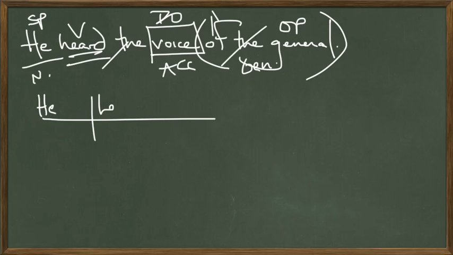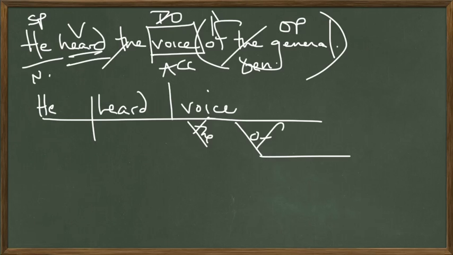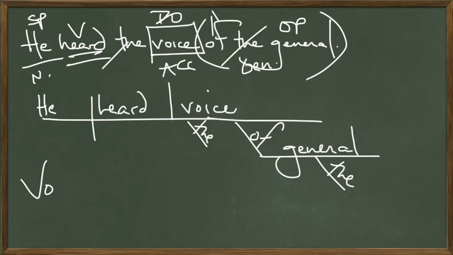He heard what? He heard the voice, and he heard the voice of whom? Of the general, object of the preposition. He heard the voice of the general. Once again, when we translate this into Latin, we won't have quite as many words. Let's start with voice. Voice is vox, and in the genitive vocis. So vocem, because it's accusative, he heard the voice. Now we need of the general. Imperator is general.